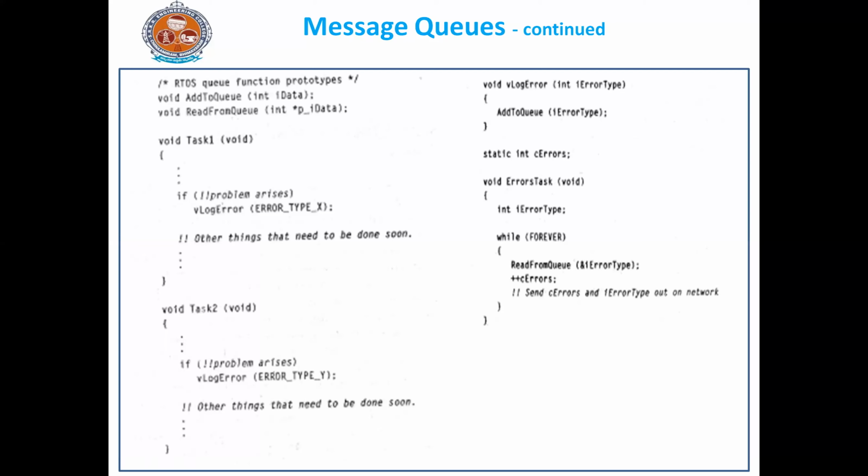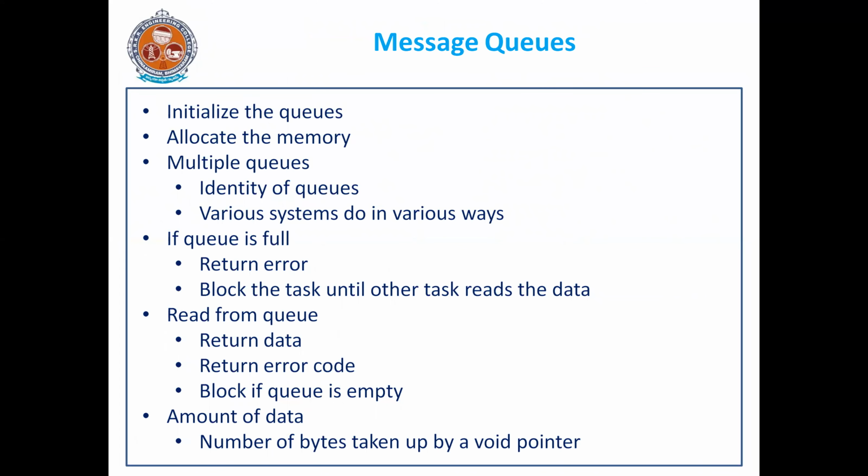So this can be solved by using message queues. Here, if you see, the RTOS queue function prototypes are given. Whenever you want to use message queues, as I already told, first of all you have to initialize the message queue, and one more thing you have to do is allocate the memory for the message queue. Those two things must be done.